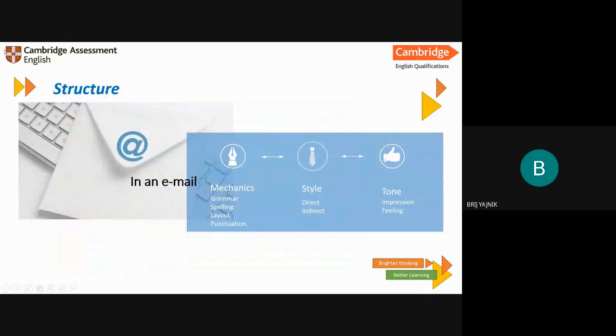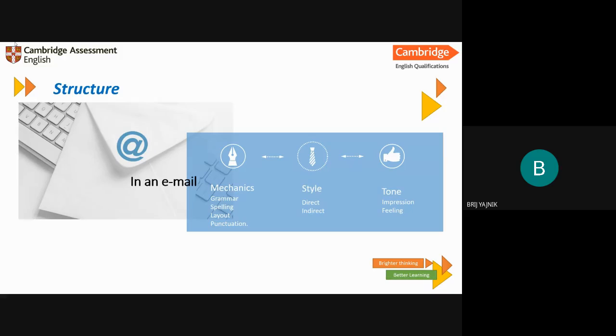Now let's discuss the structure of an email, because we have done the subject line. We have now understood how to address. Now let's come to the structure. When you are coming to the structure, you need to be very, very careful, because the focus is on three major items, which are here right in front of you. The focus is on mechanics, the focus is on style, and the focus is on tone. I'll explain all three in detail.